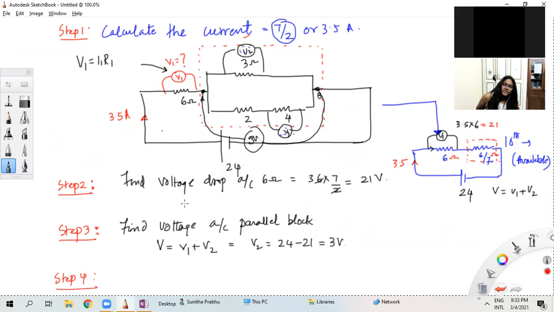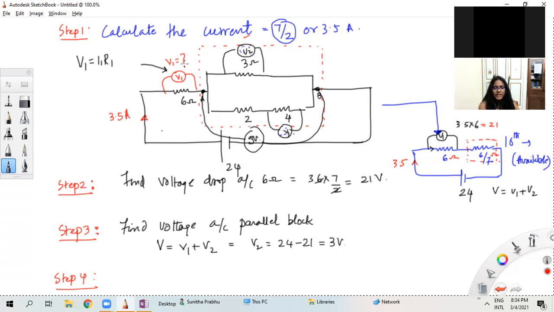Okay, so step one, you have to calculate the current of the... So you have to calculate the current by combining the resistances, if possible. If possible, like you will have to. So, if it's a series, then only you can, right?